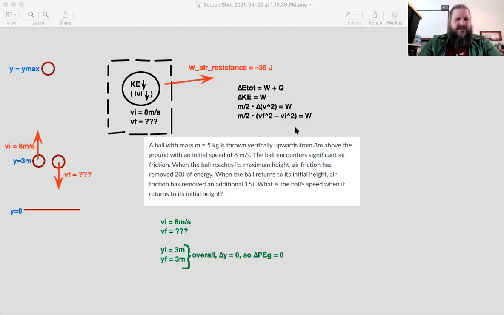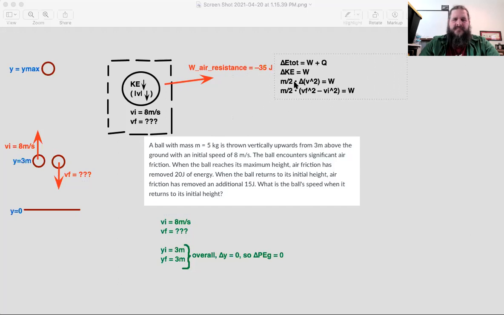So we should be able to solve for V final since that's the only unknown left. We know mass, we know V initial, we know work. So before we even plug in any numbers, just working with variables, how would you isolate V final here? How would you undo all those other steps?